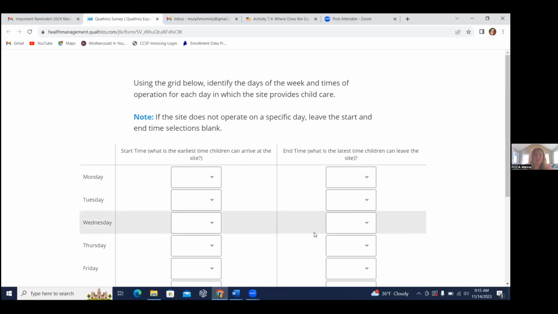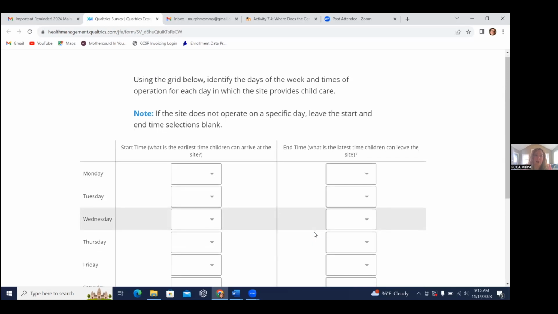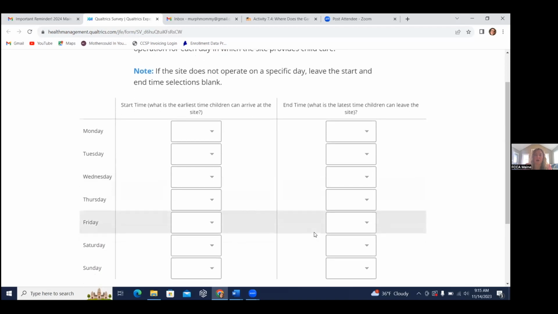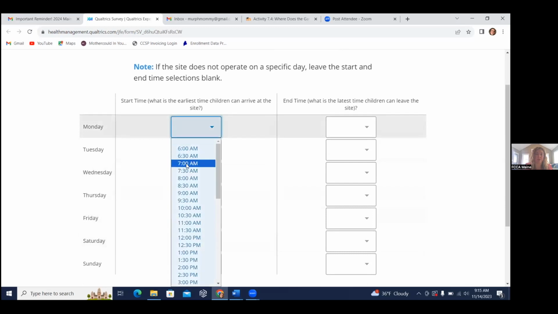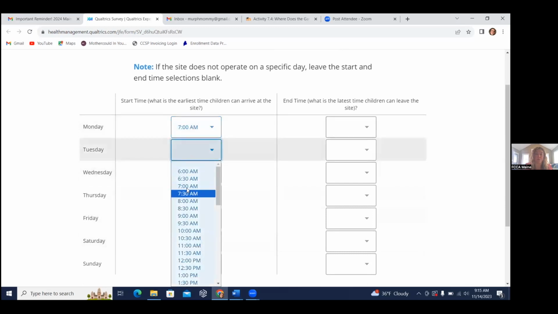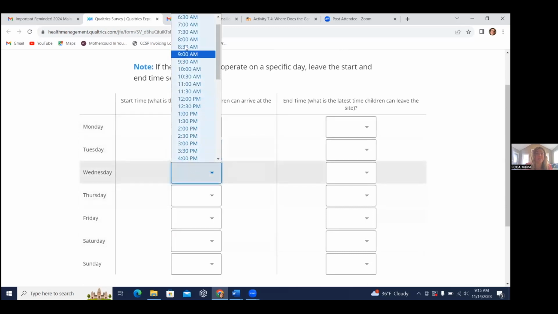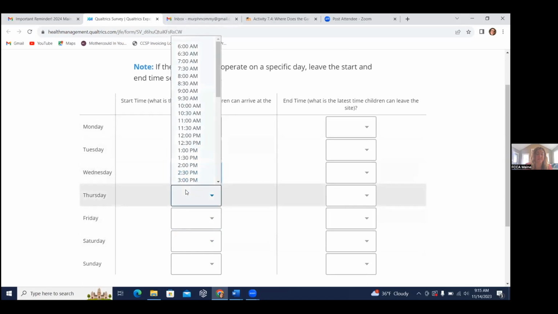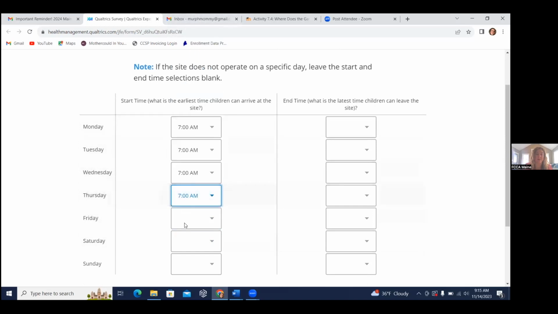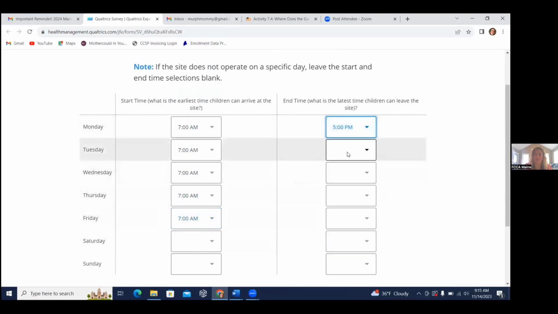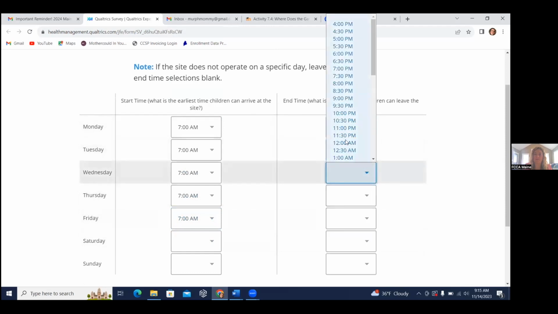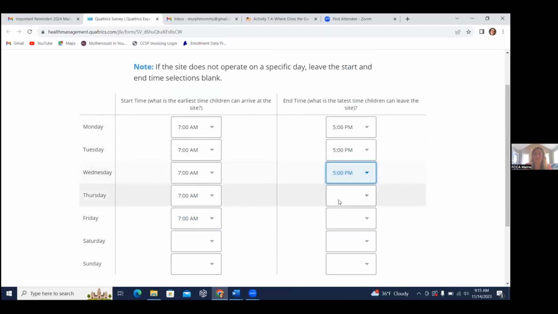This next one brings you to identify the days and the weeks of time of operation. So I'm just going to put 7 to 5, Monday through Friday. We know that there are a lot of people that open earlier and stay open later, but 7 to 5 Monday through Friday is what we're going to go with on this. And this is helpful data for the state so they can know if there are times that aren't being served.